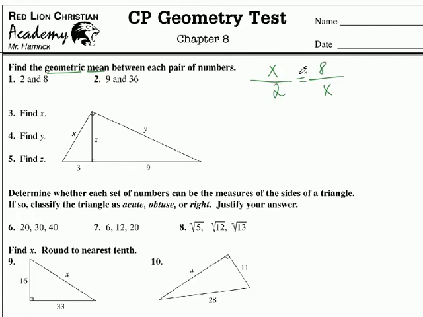And then what do you do here to find x? Cross multiply. So that's x squared equals what? 16. Now look, how do you get rid of that squared? We've talked about this many, many times. Square root both sides. Now I don't have to show the square root. I know it goes away, so I just cross it out.